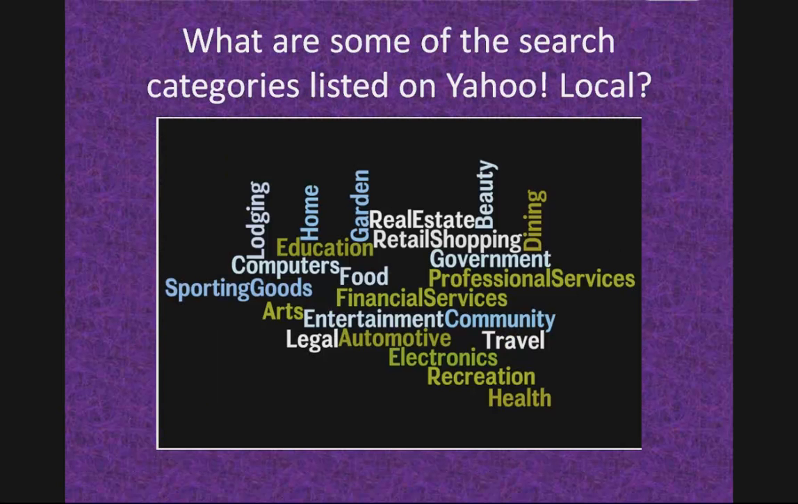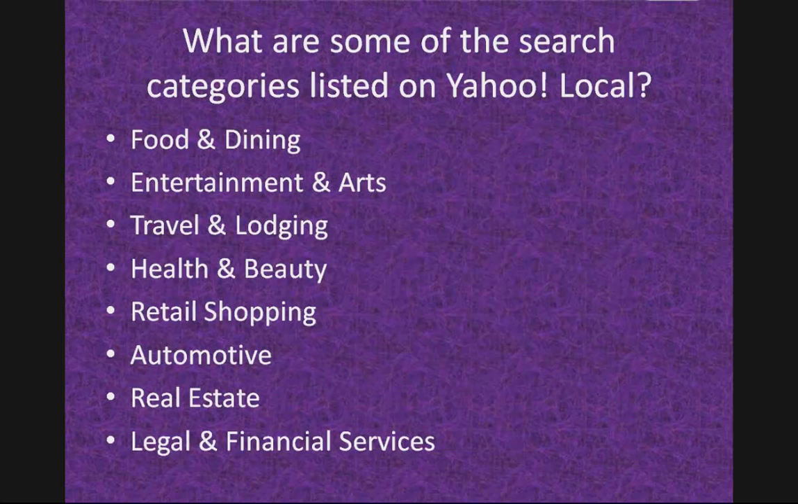Here you see a collage of all the different categories that Yahoo has to offer. Here's a list of some of those categories you just saw in the collage, but there are some subcategories found underneath each of these. For example, you have pizzas and restaurants under food and dining, bars and movie theaters under entertainment and arts, airports or hotels under travel and lodging, or dealers and repairs under automotive.